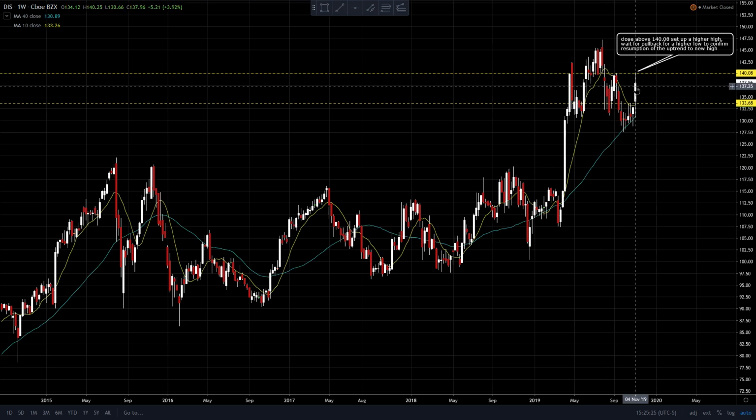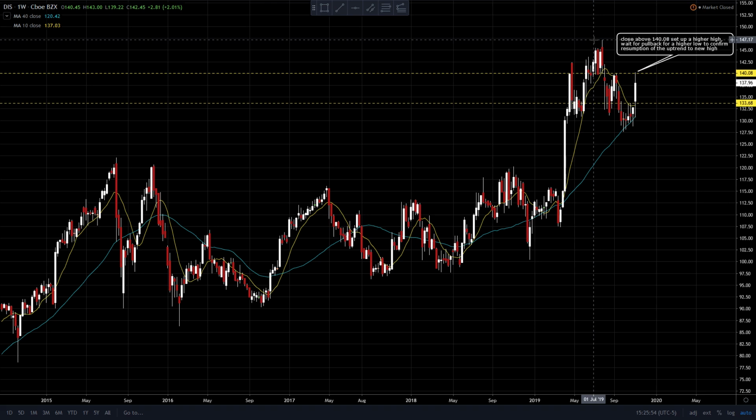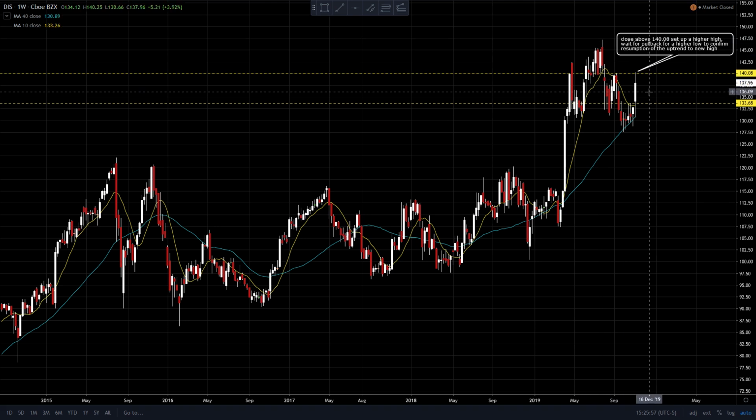Disney just reported earnings, and it reported good earnings, so it helped push up the stock price. It's also getting ready to launch its Disney Plus streaming channel, and so right now it seems to be coming up to this pivot here and trying to break out of this pivot high, which is 140.08. So if it could come up and stay above the 140.08, then this prior high could be in play. All right, so that's why I'm keeping an eye on this.